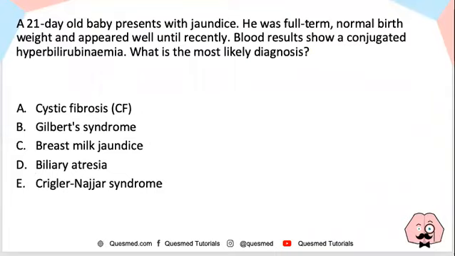And finally, on to our last question. A 21-day-old baby presents with jaundice. He was full term, normal birth weight, and appeared well until recently. Blood results show a conjugated hyperbilirubinemia. What is the most likely diagnosis?